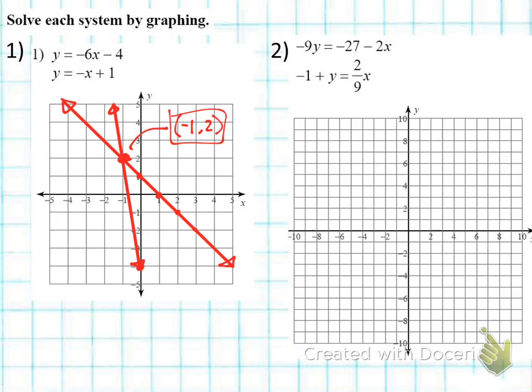That's number 1. Number 2. Number 2 looks a little crazy, but don't worry, it's not too bad. Number 2, the first thing I'm going to do is divide both sides by -9 because I want y to be isolated. So y is going to be equal to 2 over 9 x plus 3. This one, I'm just going to add 1 to both sides, so y is going to be equal to 2 over 9 x plus 1. Okay? So I'm going to graph these.